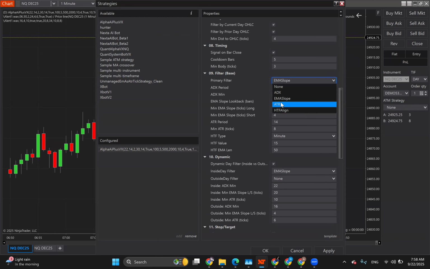If the ATR, same thing. If you use the ATR period 14, ATR ticks. If the market has ATR less than 8 ticks, it will not take trades.